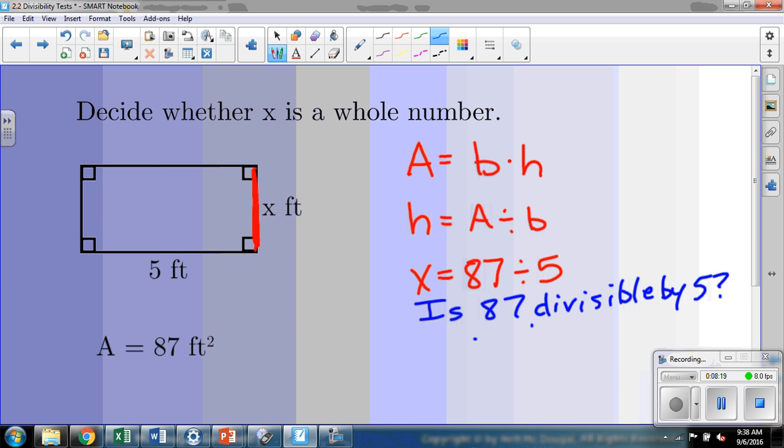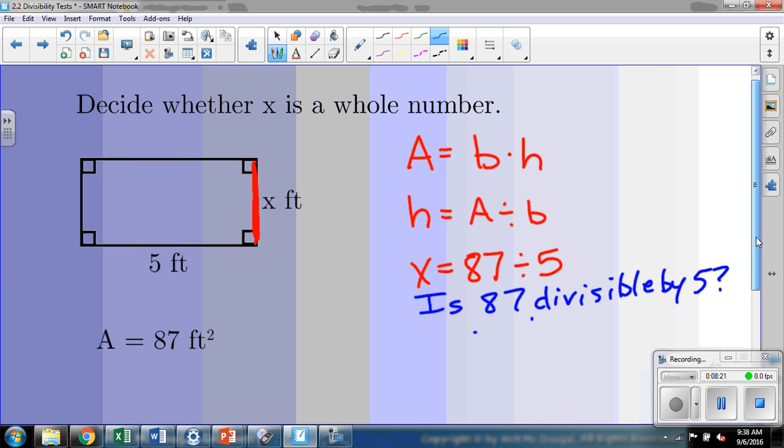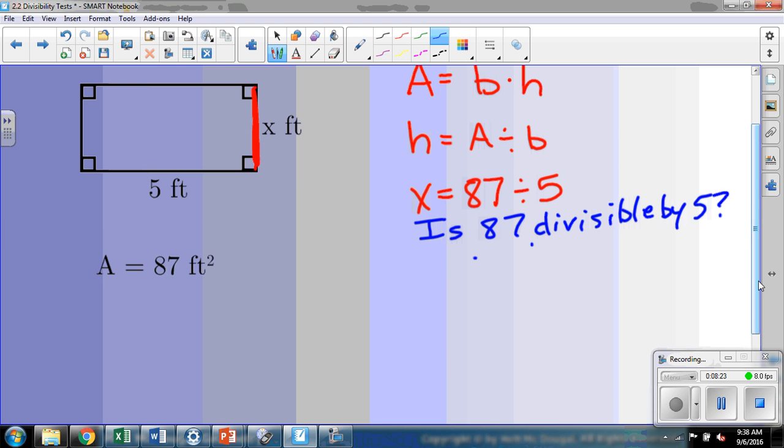And so we, of course, have to then use the divisibility rule for 5. That rule is fairly simple. We're looking at only the last number. Nothing else is important. If the last number is 0 or 5, our answer is yes. Anything else, then it's a no. Obviously, ours is 7, so it's a no.